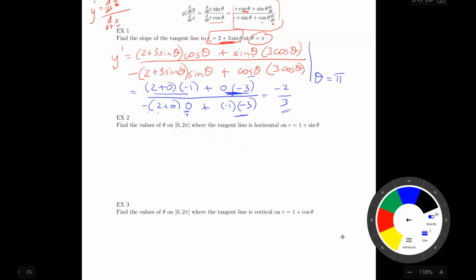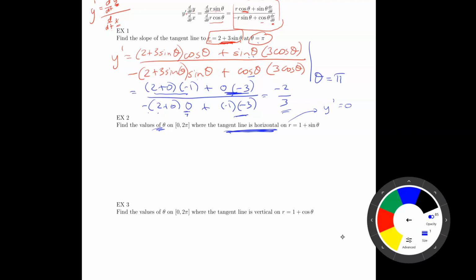Okay, so let's do this again. Now I'm looking for the values of theta where the tangent line is horizontal. So what does horizontal slope mean? That means slope is 0, right? Slope is 0. All right, so that's going to be where the numerator is 0. Because of the nature of this product rule, the denominator and numerator will never have common factors.